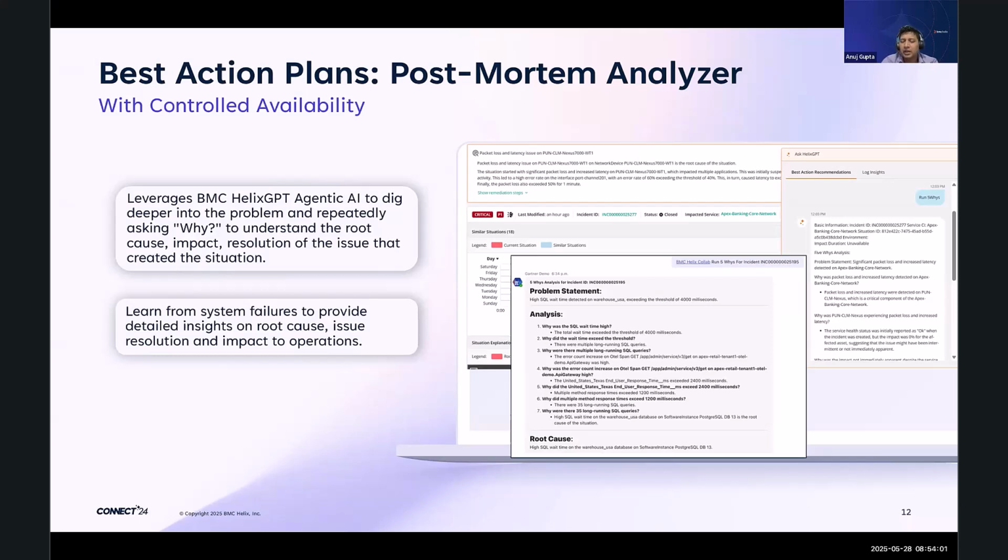Moving on, the postmortem analyzer, as we call it in short, is leveraging our Helix GPT agentic AI to dig deeper into the problem and repeatedly ask why, till such time it understands what the root cause is, what the impact of that problem was, and what the resolution of the issue is, so that it can provide a meaningful analysis of what this problem was using this 5 why. And the whole idea is that this can be used by the service owners, by the SMEs, by the operators to optimize the service and prevent these problems from occurring in the future.